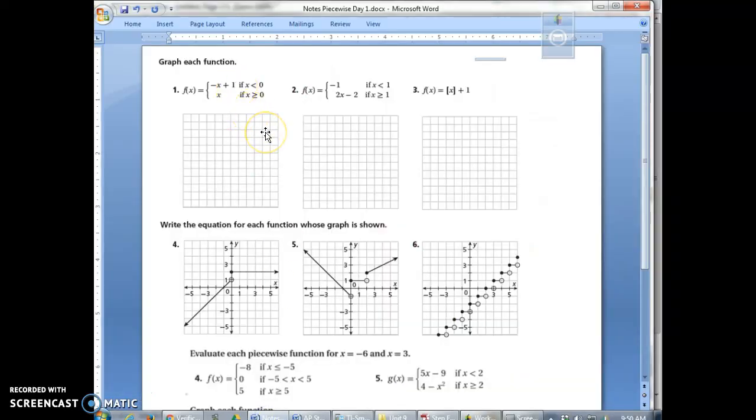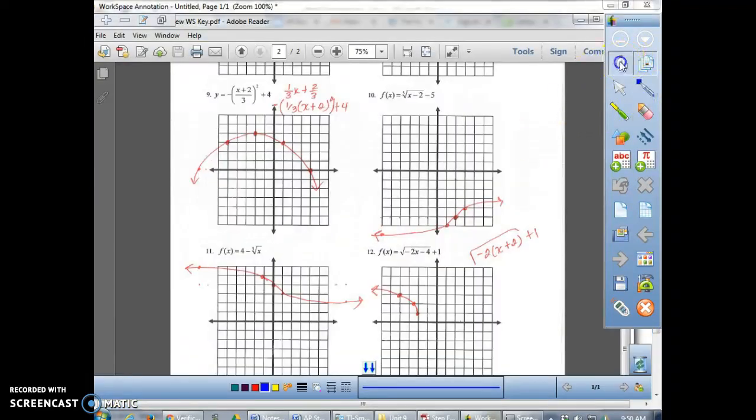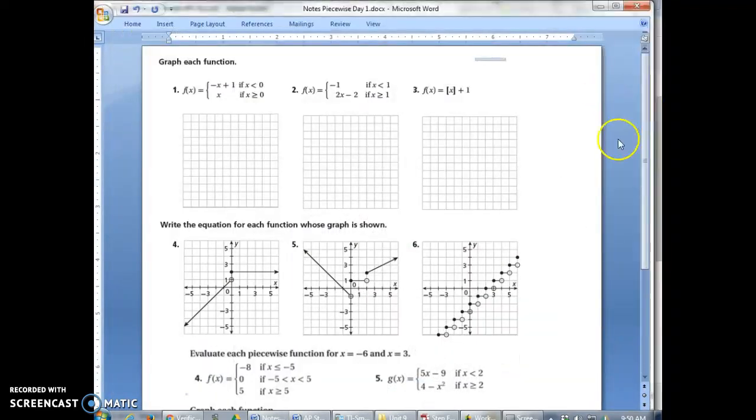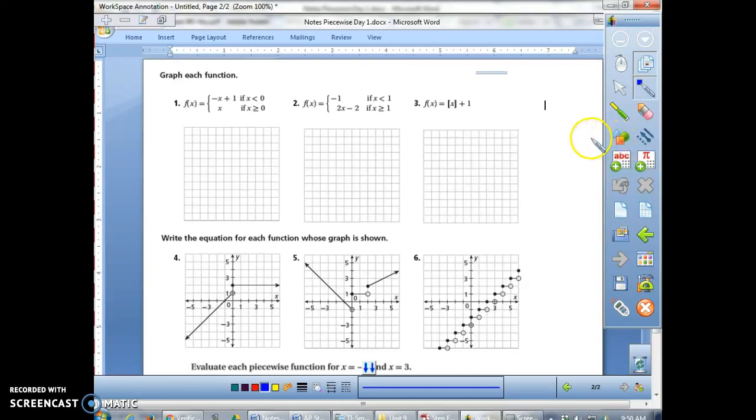Okay, so we have f of x is equal to negative x plus 1. What is that? It's just a line, right? Okay, so tell me about that line. It's linear, correct? Okay, tell me about the y-intercept. Yes, it's going to be 0, 1.